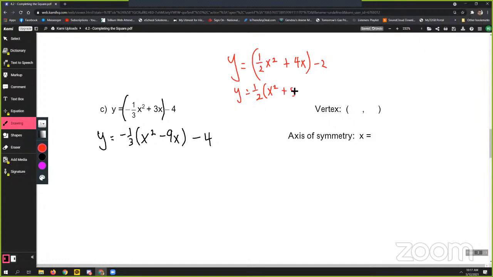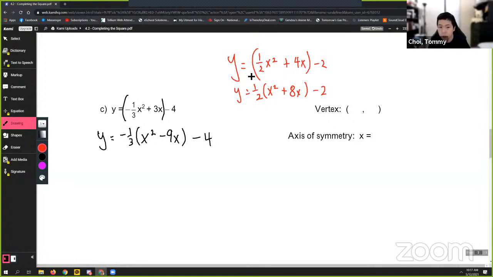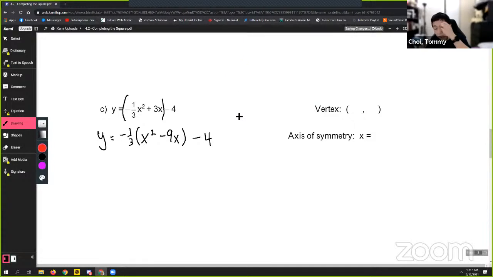8x minus 2. Perfect. Good. That's the idea. Very good. So depending on what the fraction is, you want to do that. Okay? Of course, we may go through more difficult fractions, and we'll go through examples of that in the future. But for now, that's all you have to worry about.